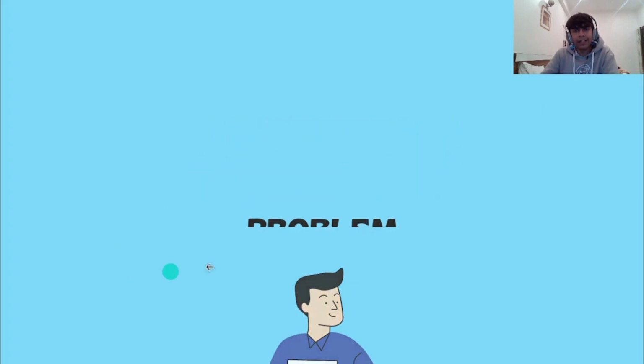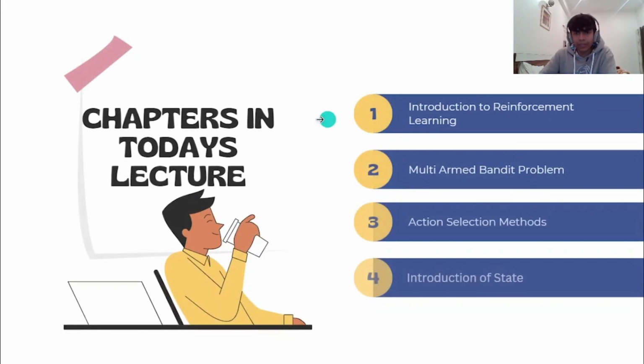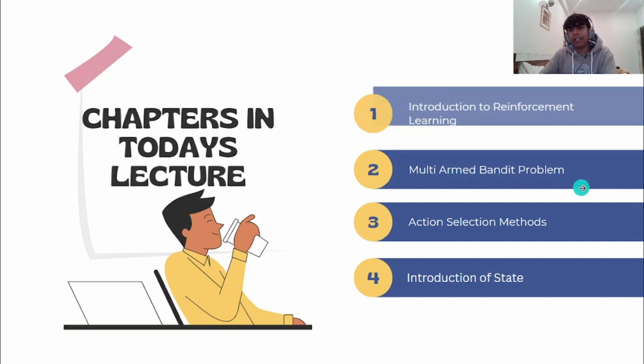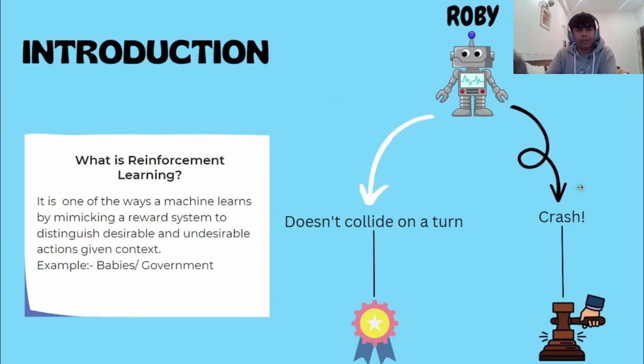We'll be primarily talking about the K-armed Bandit problem, but we'll also go through a very basic introduction to reinforcement learning first, then on to our main topic. Then we'll also talk about various action selection methods, and lastly, the introduction of state. So all of this does not need to make sense to you right now, but as we go further in the video, things will get a little bit clearer.